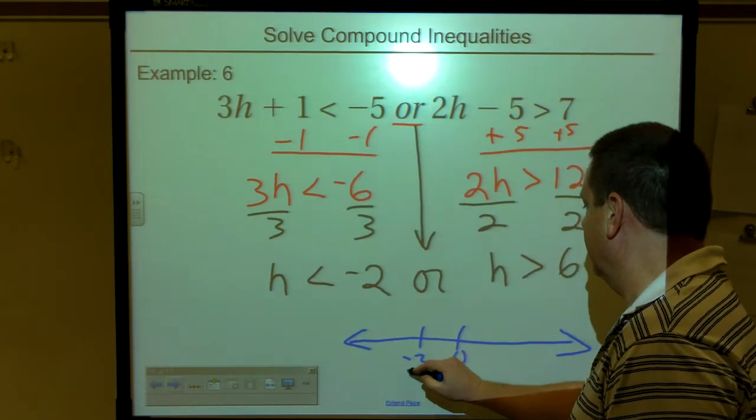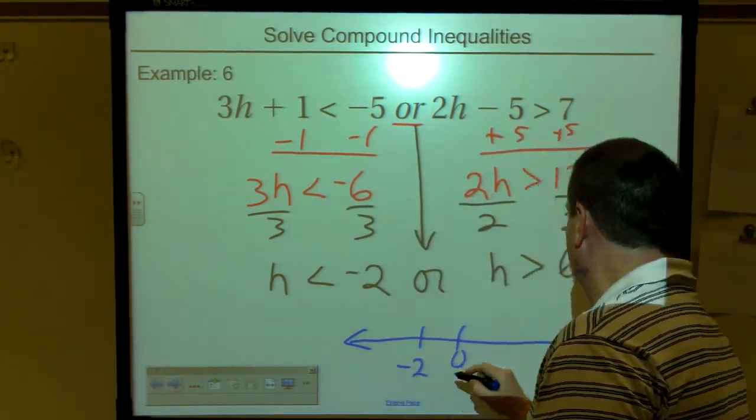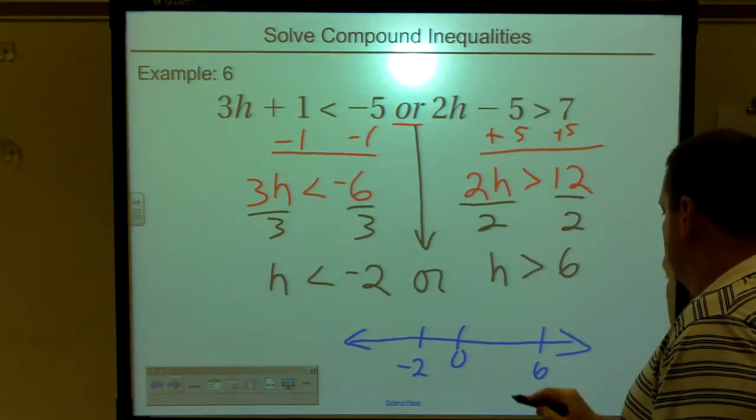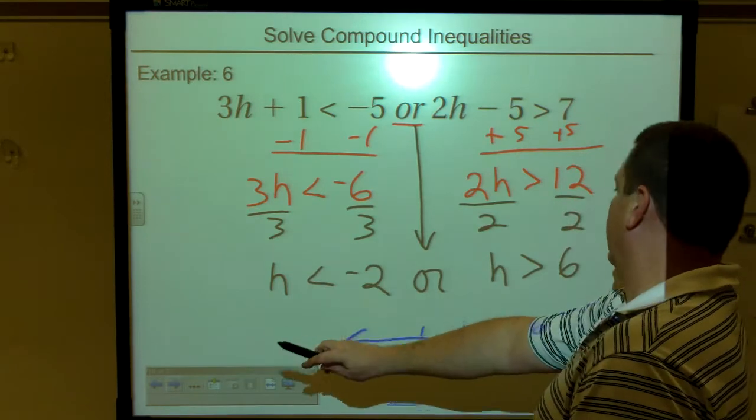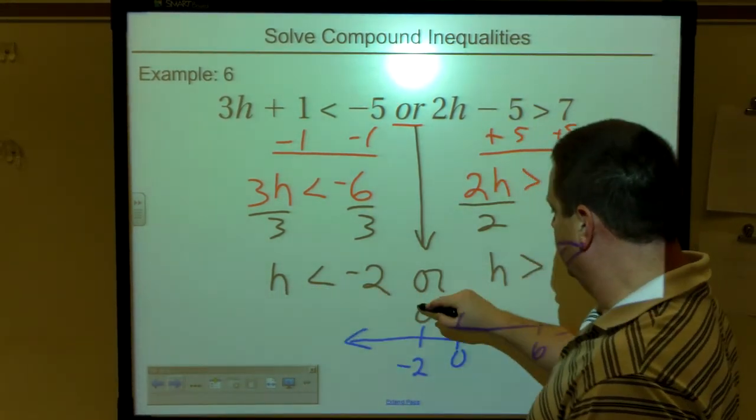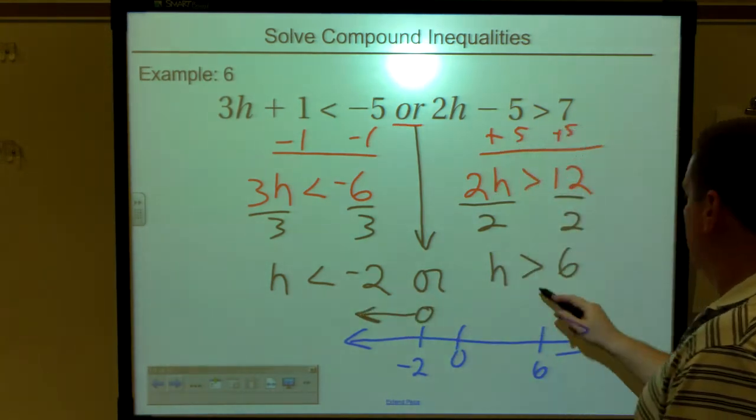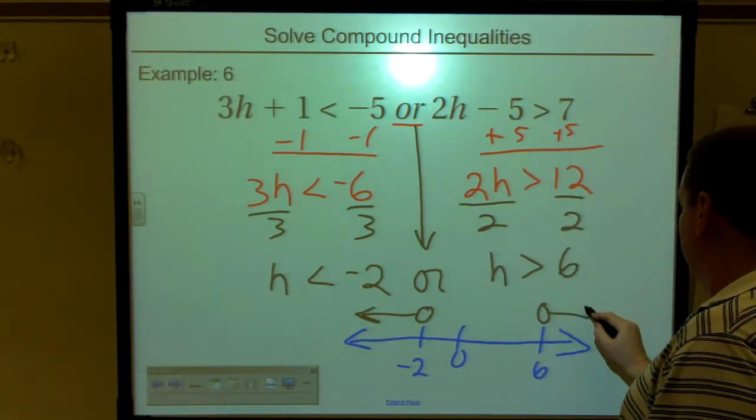0, we'll call that negative 2. Let's change that. Negative 2. This side would be positive 6. This side over here has an open circle, and numbers that are less than negative 2 would be this way. Over here I have an open circle also, but I'm looking for numbers that are greater than 6. That would be this way.